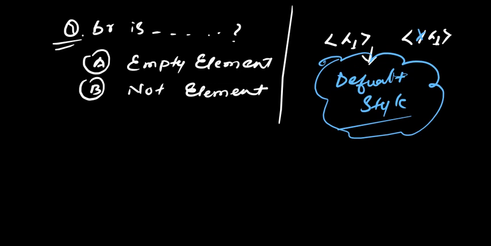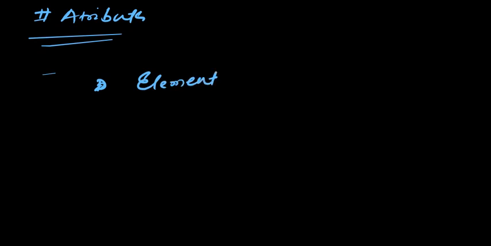Okay. So now we have another point, which is attributes. So what is an attribute? Whatever we have in between the starting tag and closing tag is called an attribute. There is a difference between elements and attributes. An attribute is something other than the tag, which has some properties.